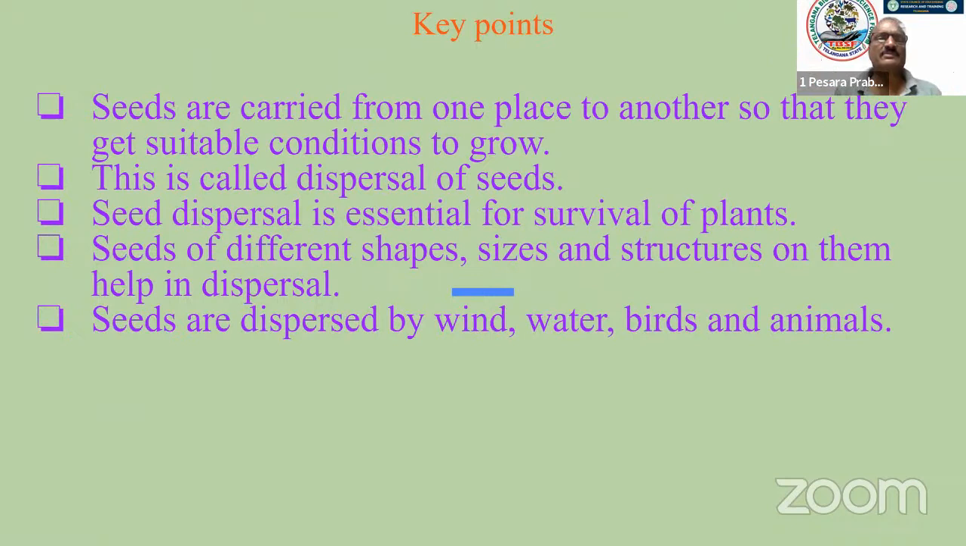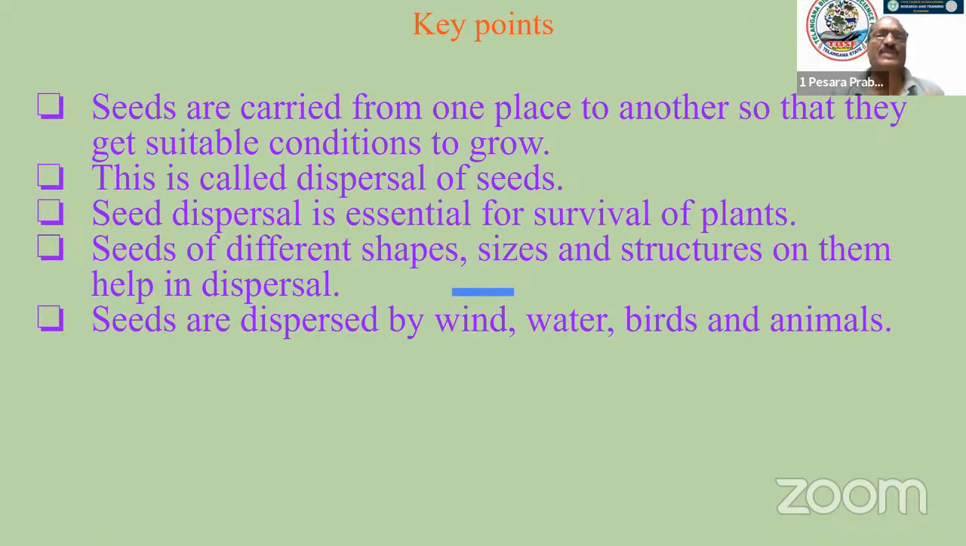So see here, seeds are carried from one place to another so that they get suitable conditions to grow. These are key points. Remember, children, remember these points. Seeds are carried from one place to another so that they get suitable conditions to germinate, suitable conditions to give rise to new plants. This is called dispersal of seeds. Seed dispersal is essential for survival of plants.